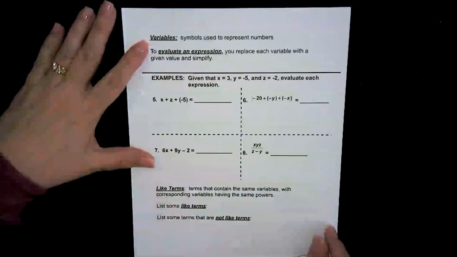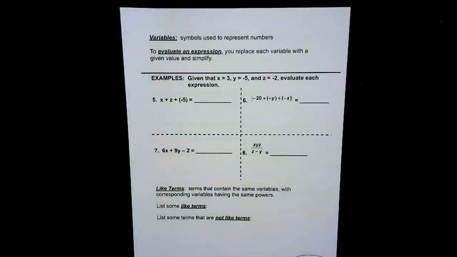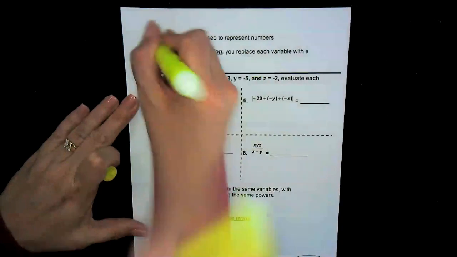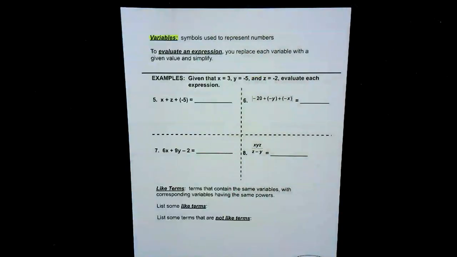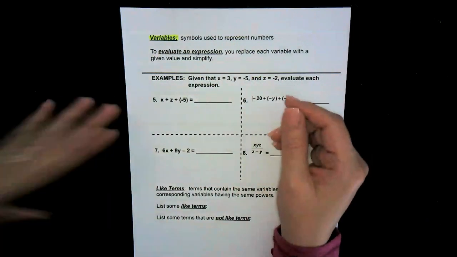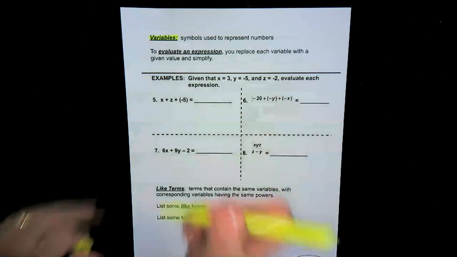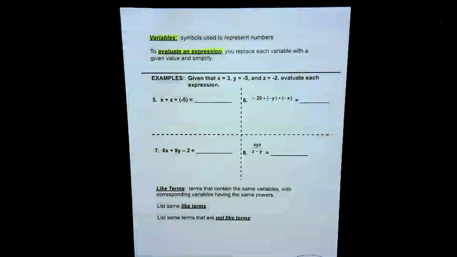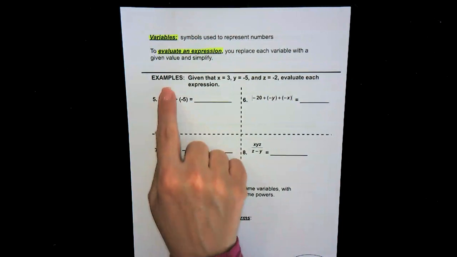Variables are symbols that are used to represent numbers. A lot of people tell me I was fine with math until they started putting the letters in there, okay? Now, a lot of our variables are the lowercase letters, and we use X and Y quite a bit, but it doesn't have to be X and Y, okay? Now, when we use the phrase evaluate an expression, what we mean is to replace the variables with a value and simplify. So let's look at these two examples here.